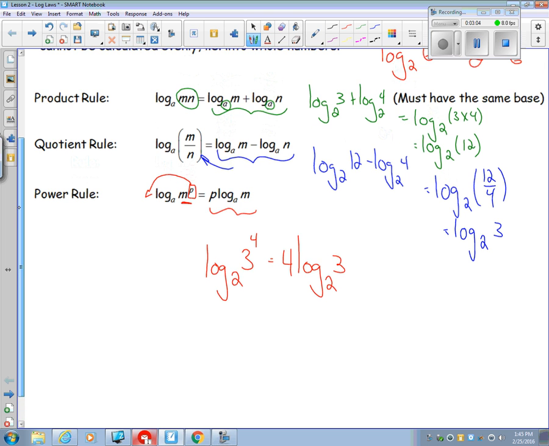Logs adding, you can multiply. Logs subtracting, you can divide. And log of something to an exponent, the exponent comes down in front. Okay, so we'll try a few right here and see how this works.